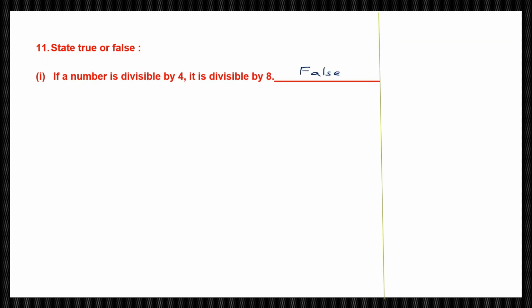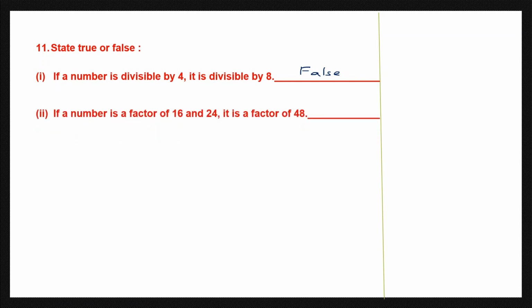Now state true or false. Question 11. First one. If a number is divisible by 4, the statement says it is divisible by 8. The statement is false. Why is it false? Now we know the test for 4. The test for 4 is the last 2 digits should be divisible by 4, and the test for 8 is the last 3 digits. So this statement is not true.